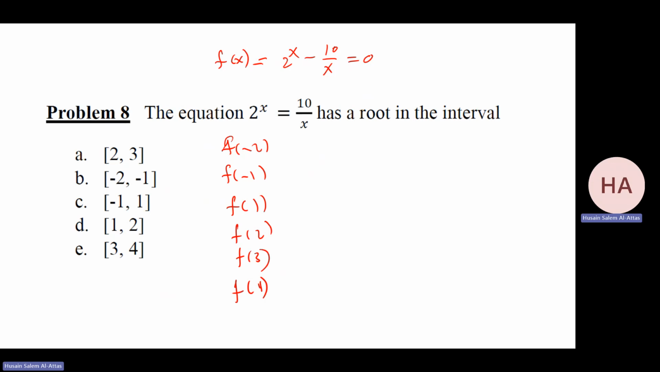F of minus 2, it will be what? It will be 2 to the power minus 2 minus 10 over minus 2. This comes positive plus positive. This is positive. F of minus 1, that will be what? 2 to the power minus 1 minus 10 over minus 1, which is positive. So this is positive. This is what? 2 to the power 1 minus 10 over 1. It's negative. This is negative.